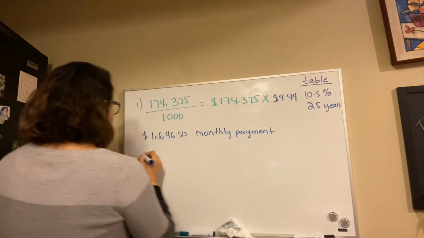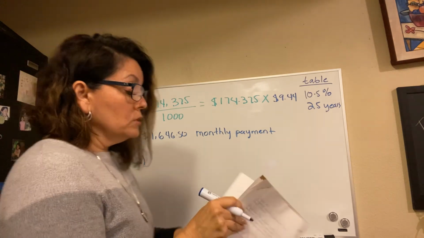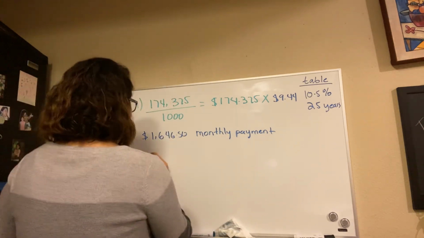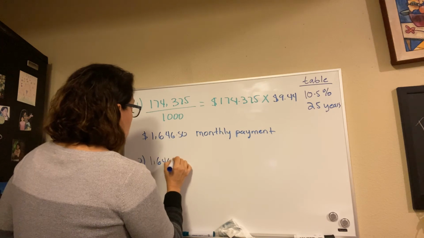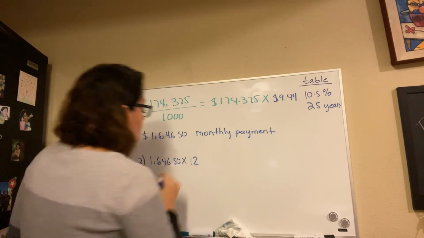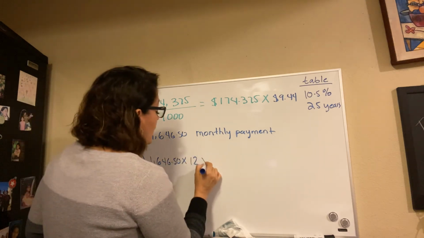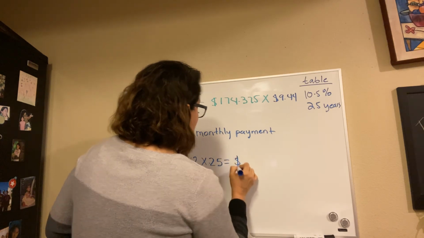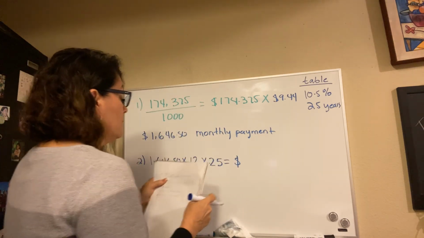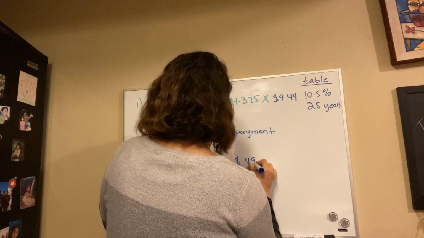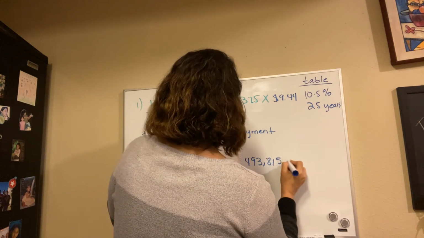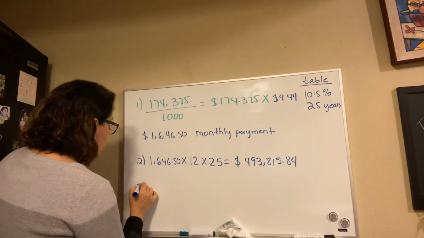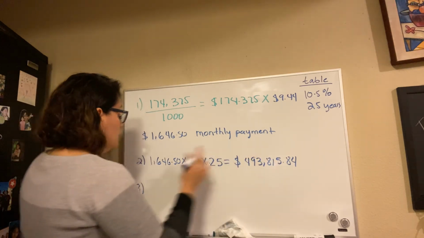Okay? So step number 2, I'm going to find how much these people are going to pay at the end of the 25 years. So which is my monthly payment times 12, times how many years I'm paying this amount, 25 years. So at the end, these people are going to end up paying $493,815.84 in 25 years.